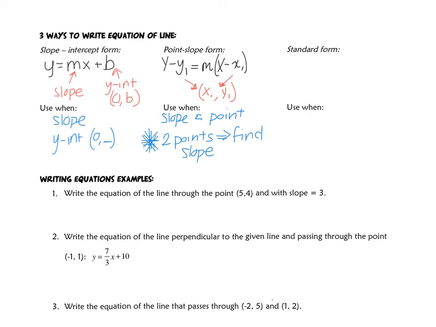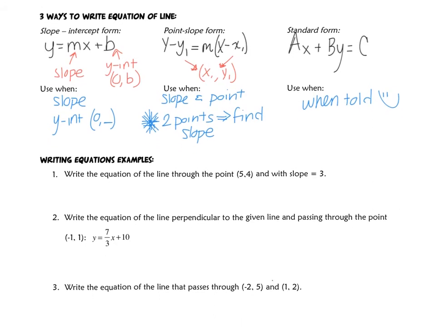Our last form is standard form: Ax plus By equals C. Fun fact, standard form tells us absolutely nothing. If you use standard form, it is when you're told, and you actually want to get it into slope-intercept form. Okay, so you're going to want to solve for y. We'll do an example and I'll explain that. So let's write a couple equations.